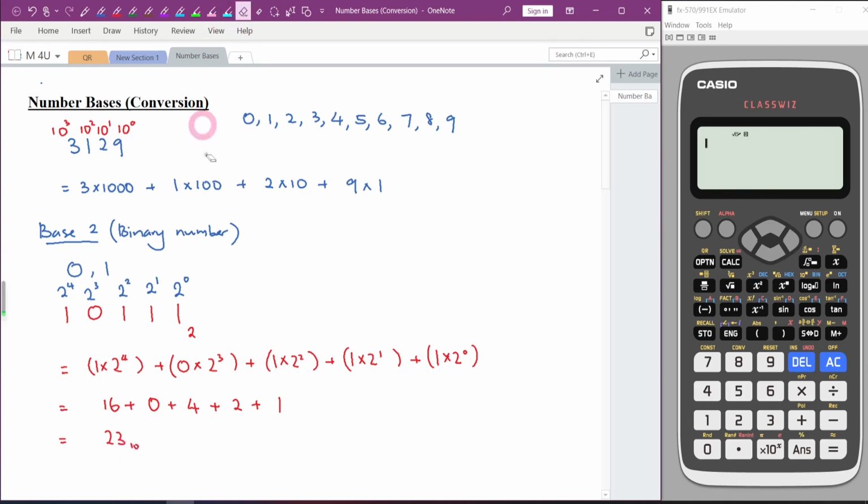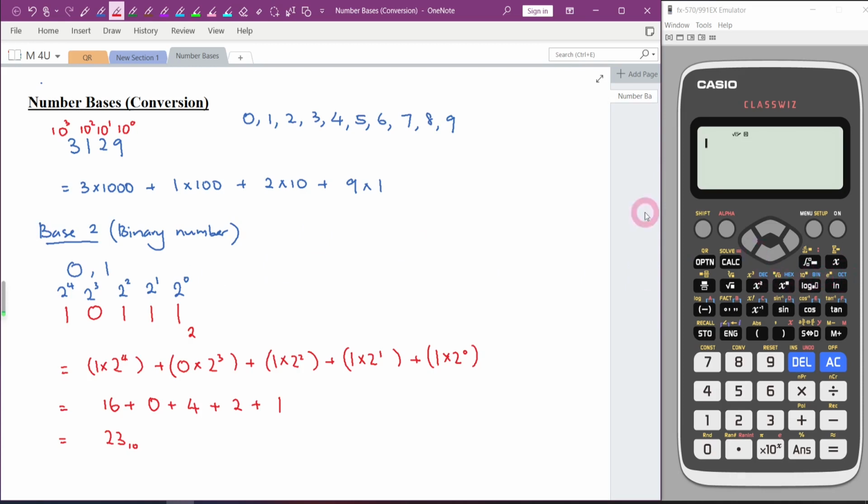For base 10, if you do not write anything here, then people know that this is base 10. Since I want to emphasize this is base 10, I will write a small 10 here. If you don't want to write 10, it's okay. Our calculator can actually help us do the job. You will see decimal, this is base 10. Hexadecimal, this is base 16. Binary number, this is base 2, what we did just now. And octal number, this is base 8.